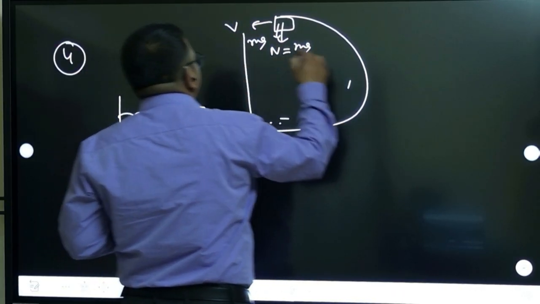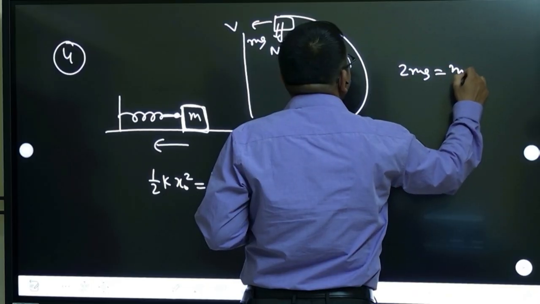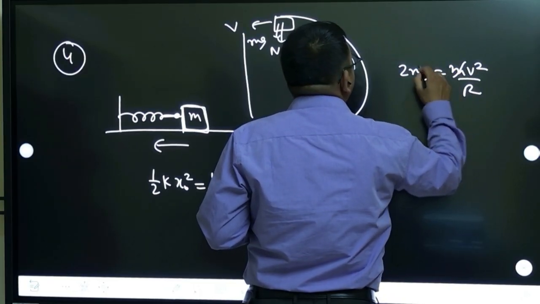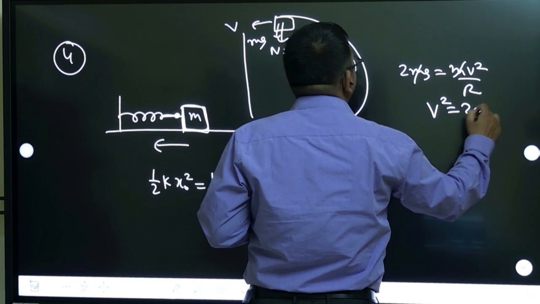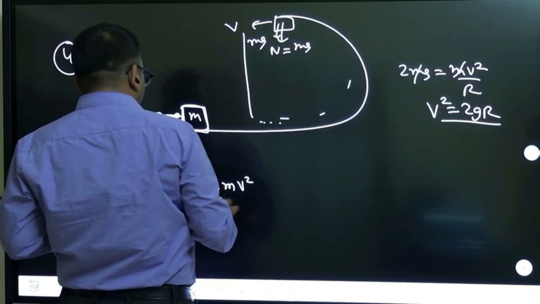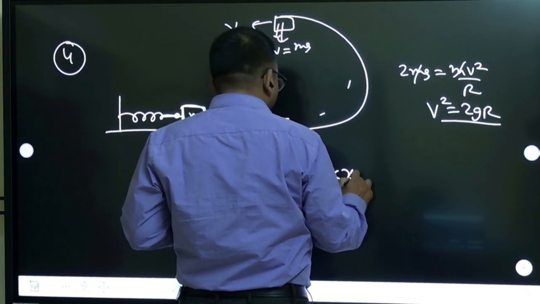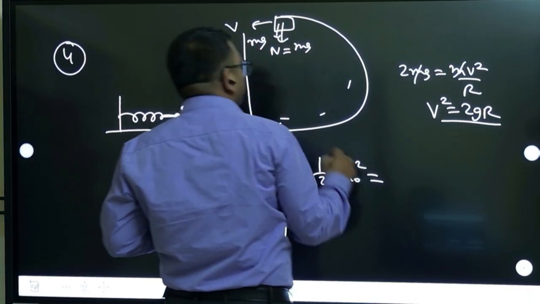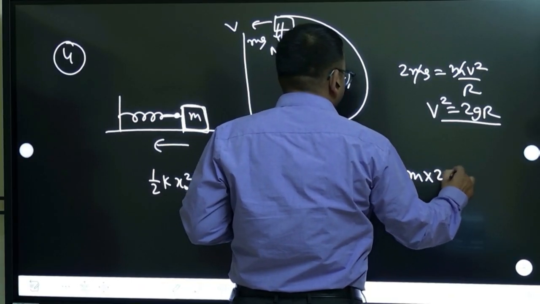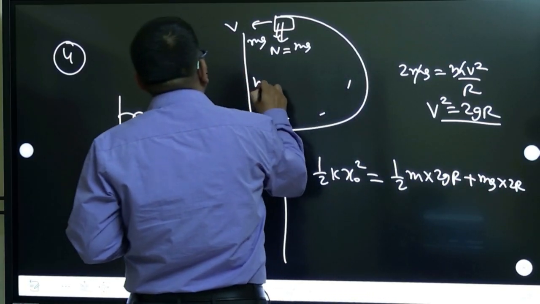So here first of all normal plus mg, that means 2 mg will be giving the centripetal mv square by radius. Radius is, let us say, r. So from here v square becomes 2gr, that we know. Now apply energy conservation here. At the bottom, half k x naught square is the only energy. Finally at the top we have kinetic energy half m v square, this v square is 2gr, plus mg into 2r is also there because height is 2r, the diameter.